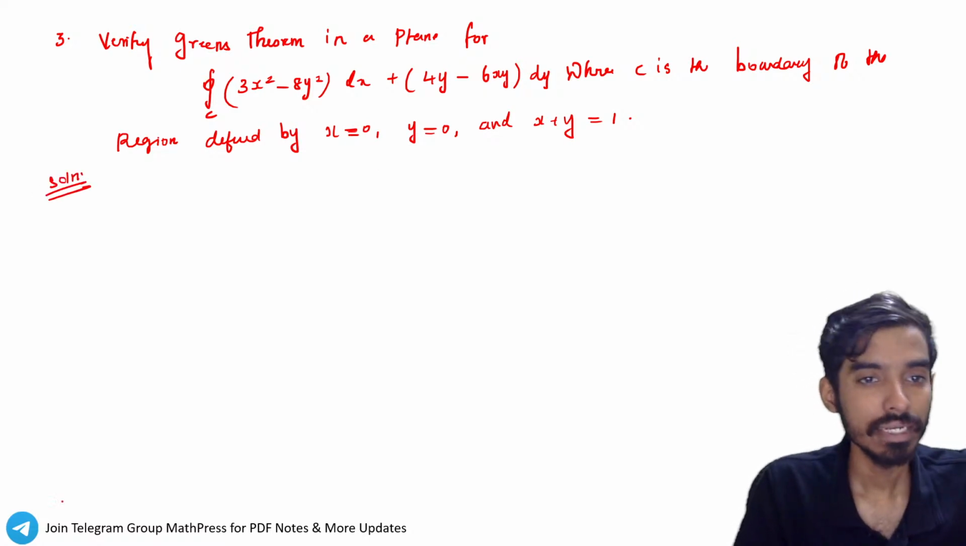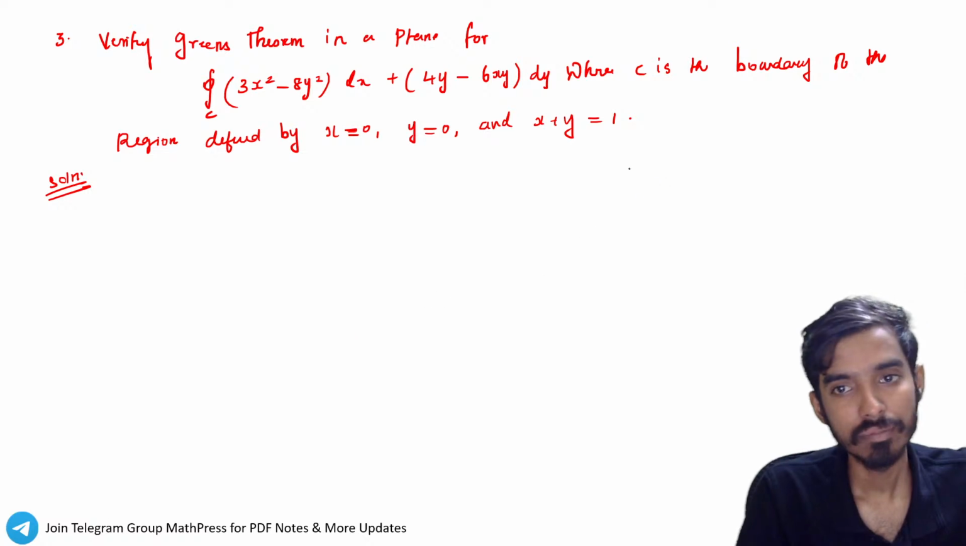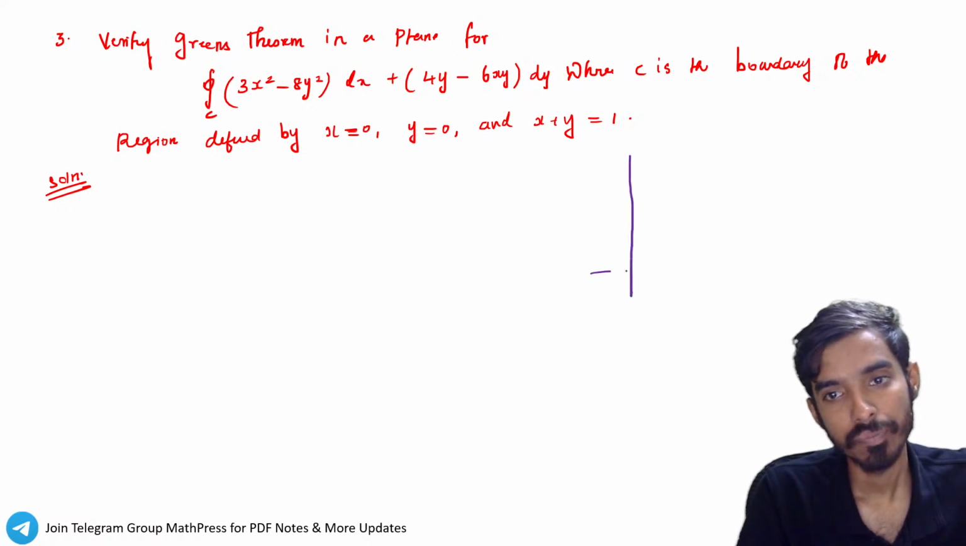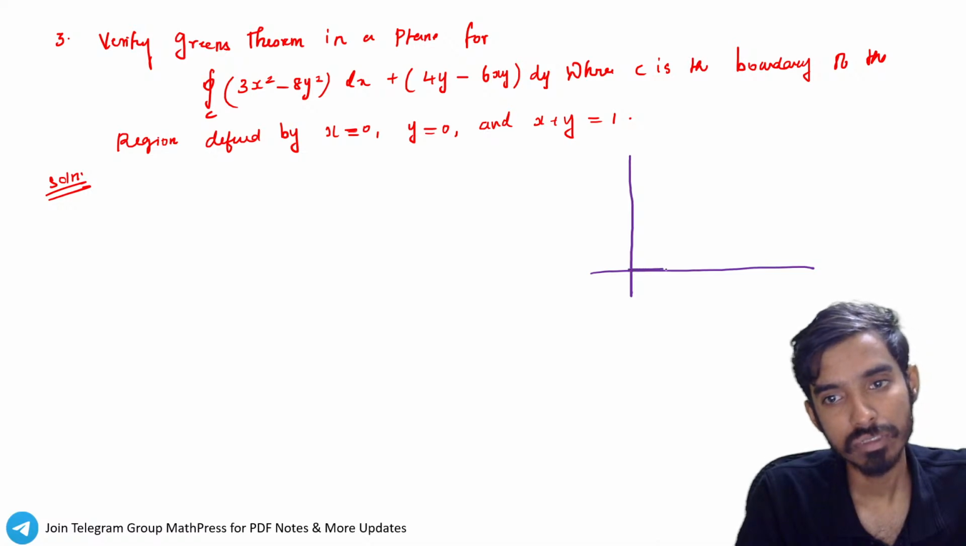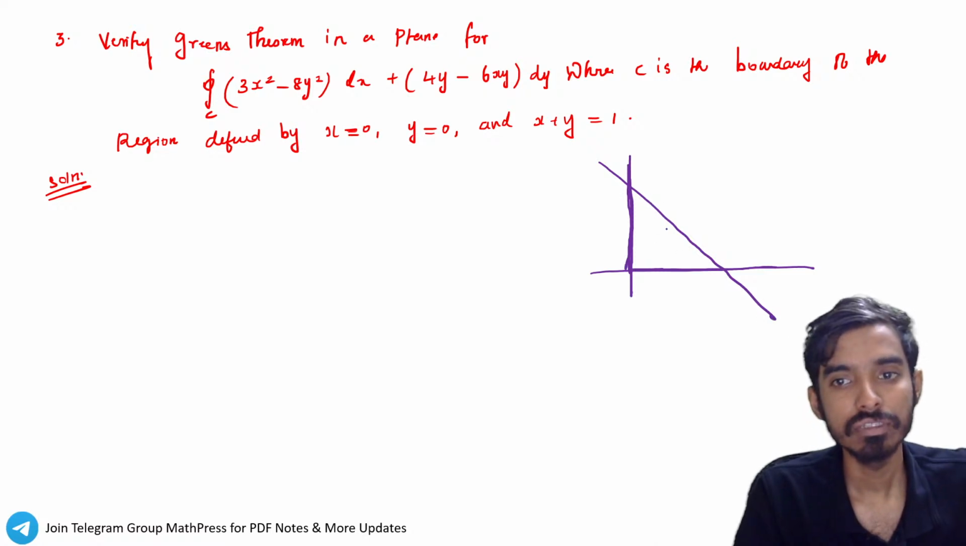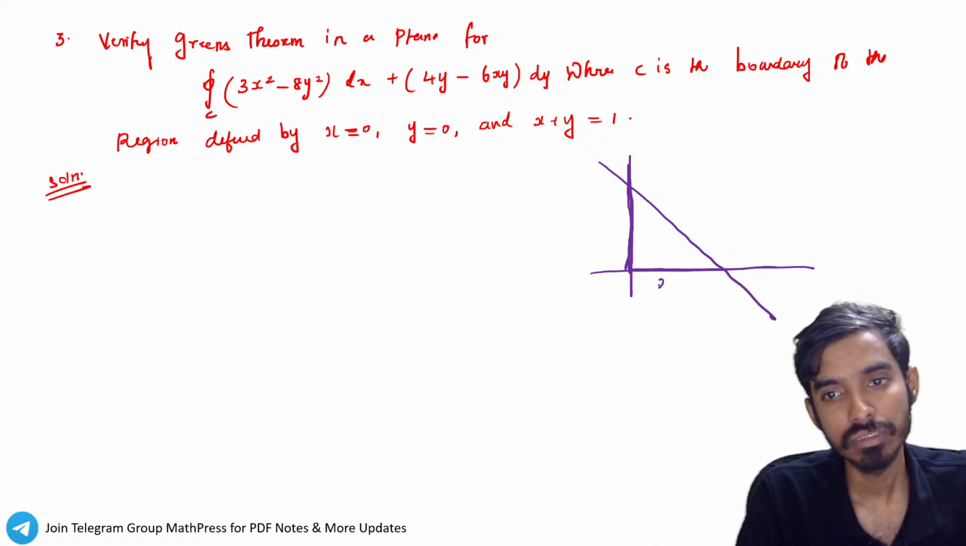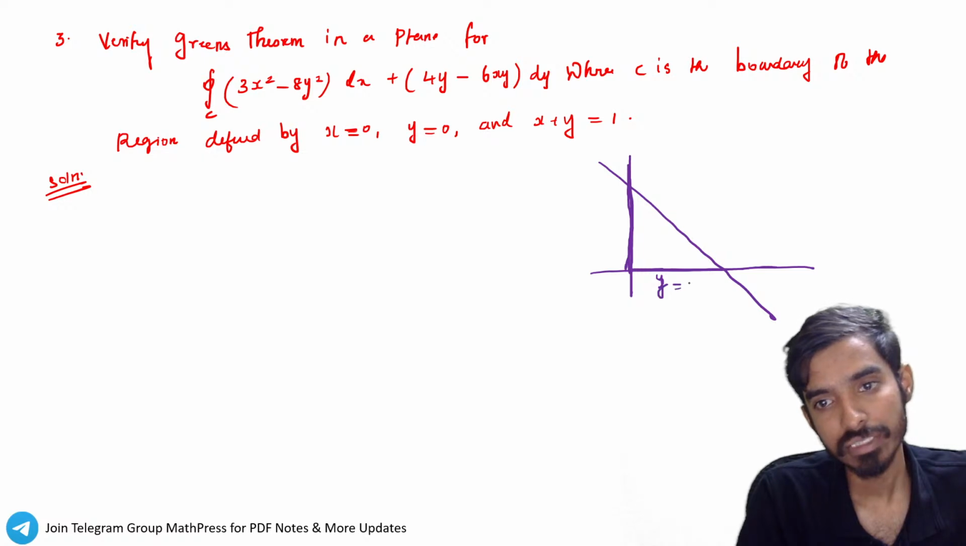So first we'll draw the diagram. Right? First we'll draw the diagram. So what is the boundary here? x is equal to 0. Right? So this is y is equal to 0, and this is x is equal to 0. Right? And we have x plus y is equal to 1. So this is a line. Right? Therefore, this is the region now. So this is y is equal to 0, this is x is equal to 0, and we have x plus y is equal to 1.